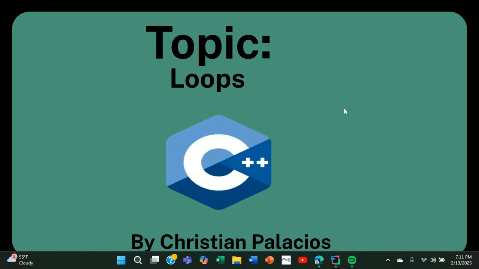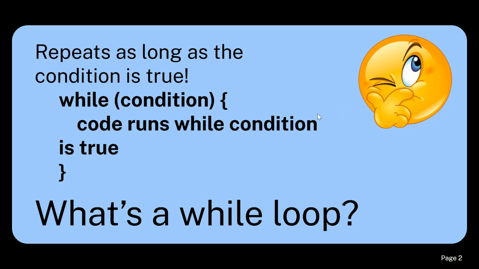Alright, so the topic is loops. So what's a while loop? A while loop just repeats as long as the condition is true. Right here in our syntax we have while, then inside the parentheses we have our condition. Inside the brackets, in our block of code, we have the code that runs while the condition is true.